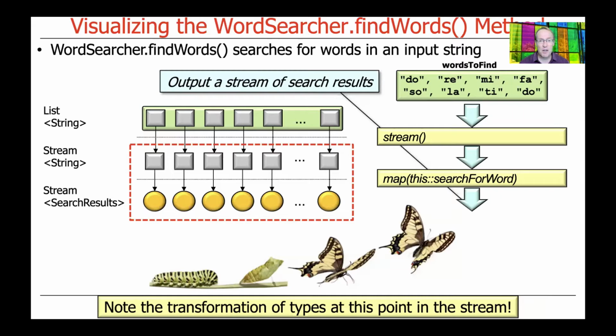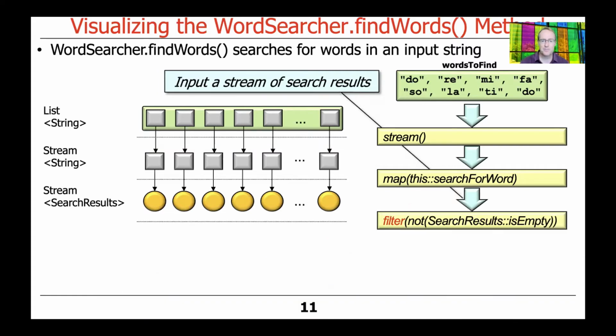So notice, by the way, that map can transform the types. Map will take in a stream of strings and it returns a stream of search results. So when we talk about map in a bit more detail later, you'll see that map can do transformations or conversions of types. So it can go from one type to another, which is what it does here. It doesn't have to, of course, but in this case, it does.